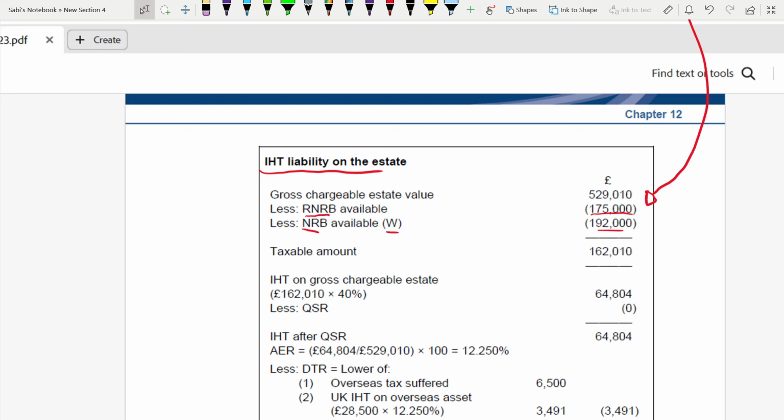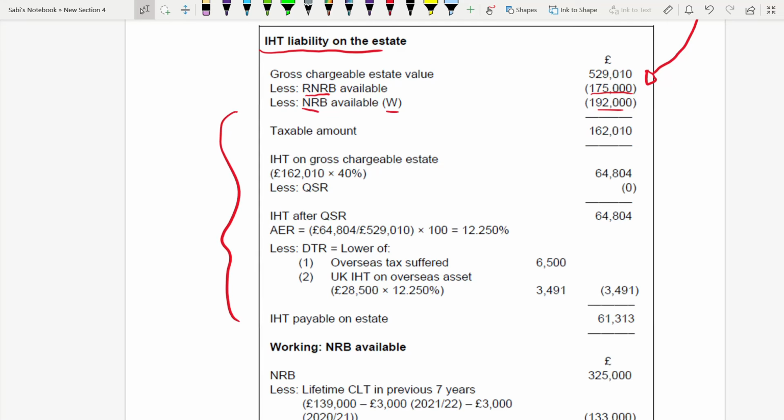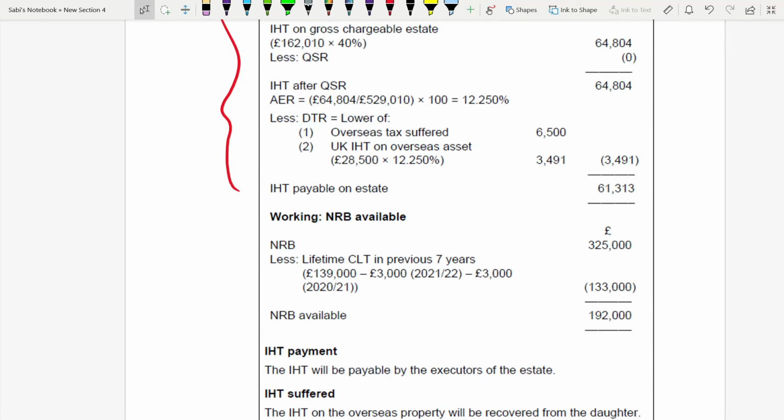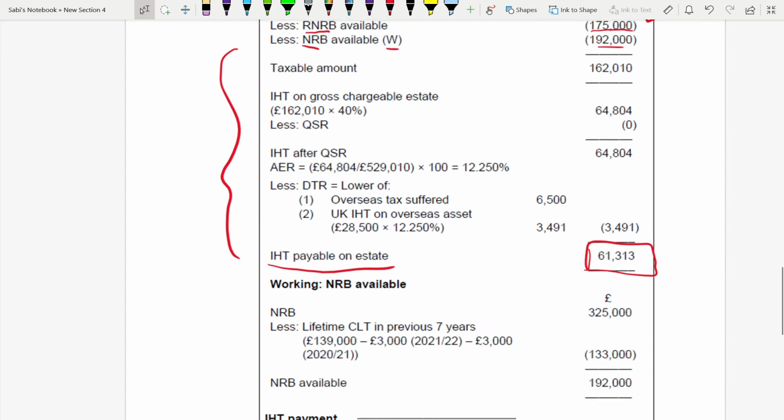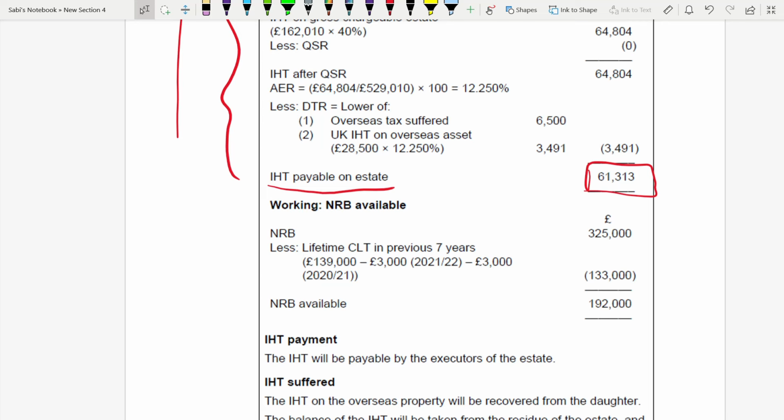If you don't make any lifetime gift, the full 325,000 you can deduct. But if you make any gift in the 7 years previously, that will be deducted. So we'll go to the working. You see, workings are always presented after all the main tables. It's always at the end, after the main table. After you get the IHT payable on estate, this is what the requirement asked you, the main. But you see how many steps you have to do, all the workings, you will get marks for each step. 1 mark for these, 1 mark for these, 1 mark for this, like that. One mark add, one mark will add up to 20 or 30 marks or 15 marks, like that. So working is at the end.